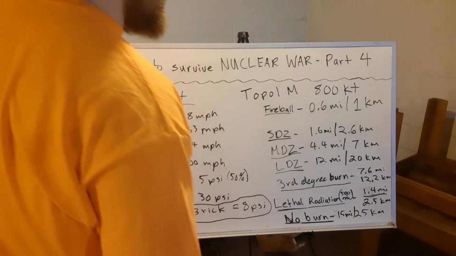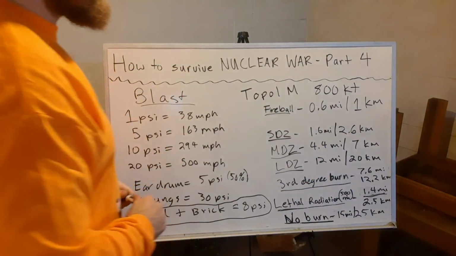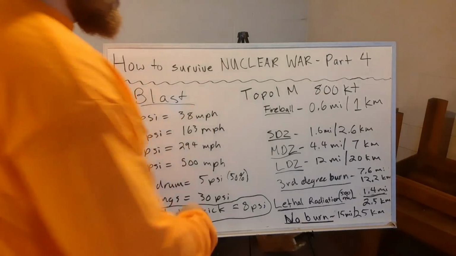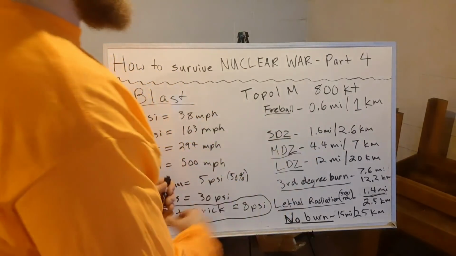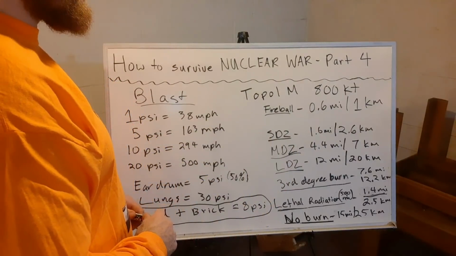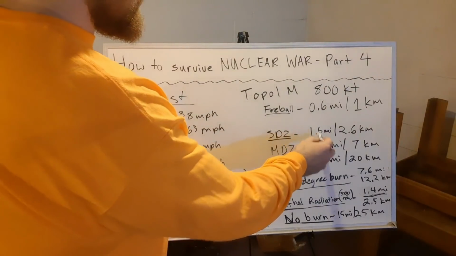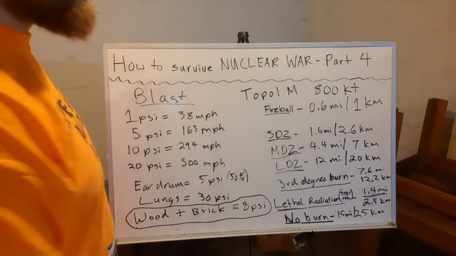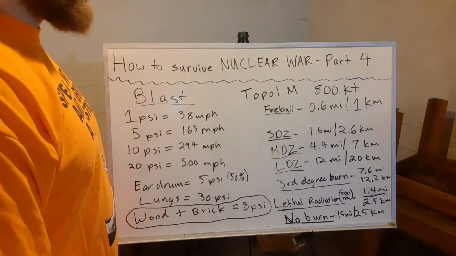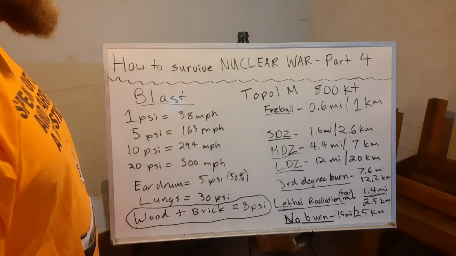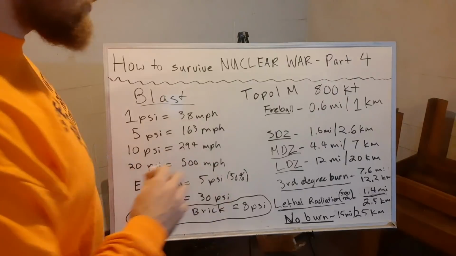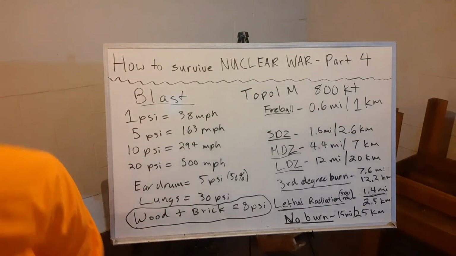So as you can see now, once you get down to these 800 kiloton, below a megaton, it's much more manageable, okay? You can survive this. You can evacuate. You can find a safe place to be. Okay, the severe damage zone is only 1.6 miles across. That's very, very manageable. This is why I say nuclear war is survivable, okay? So let's move on to some other weapons now.